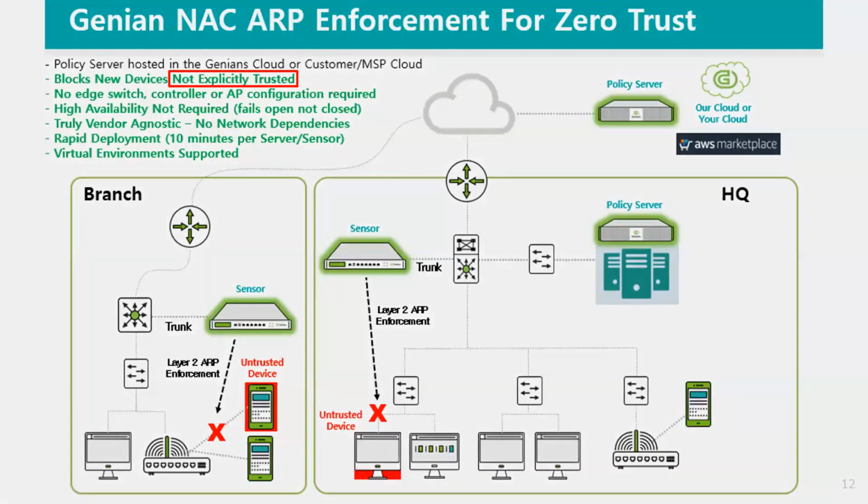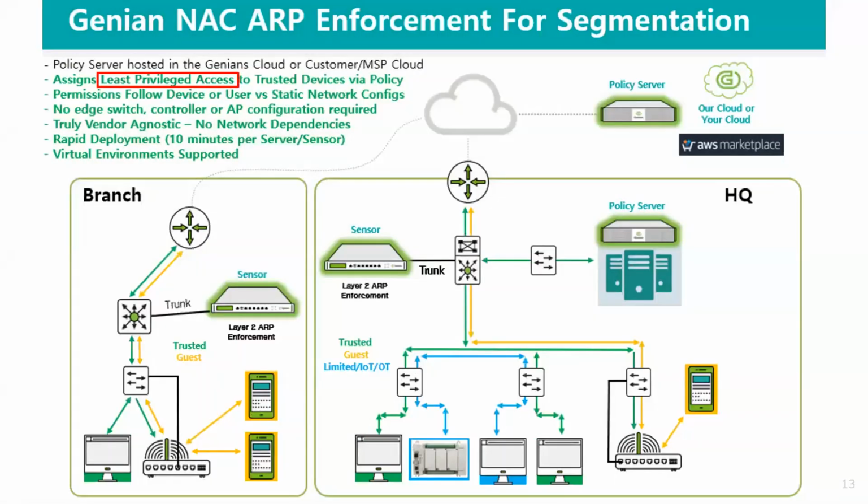You can also use ARP enforcement for segmentation, not just to block devices. One of the things we talked about for zero trust security is that even devices that you want to allow on the network should only have the least privilege access. So what you can do is logically define in ZTNAC specific access for users and devices or user-device combinations. These are defined in software, not on your network infrastructure. So these permissions actually follow users around on the network.